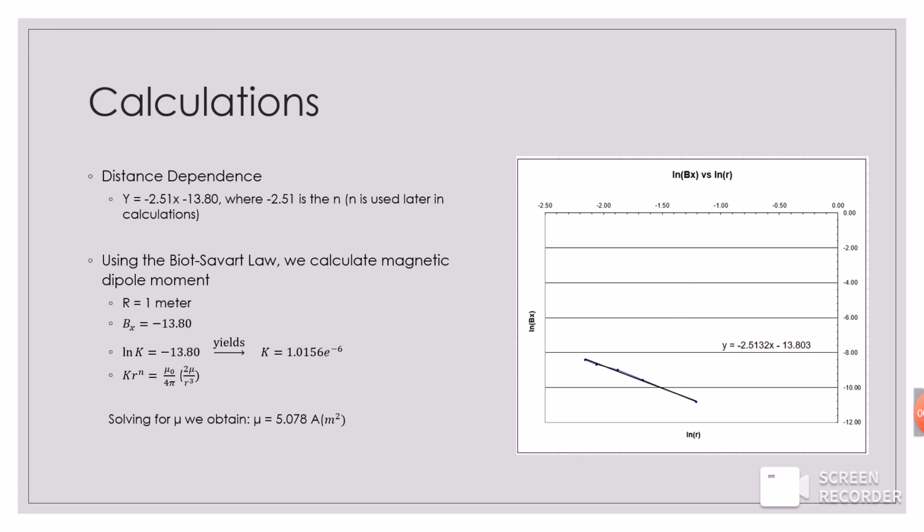On the right, you'll see a logarithmic graph of the data that I collected in the experiment. This is a logarithmic graph of distance dependence, where y equals negative 2.51 x minus 13.8. Negative 2.51 is used as n, and we'll use the Biot-Savart law. We can calculate magnetic dipole moment using r as 1 meter, b subscript x is negative 13.8. We can use one of the formulas outlined prior to find k. Then using all these values, we can plug in and solve for mu, where we obtain mu as 5.078.